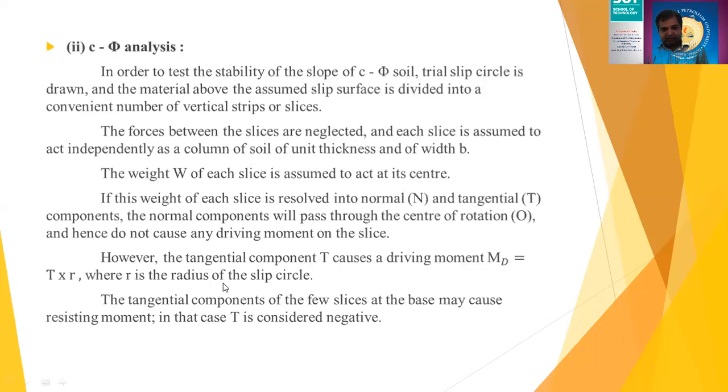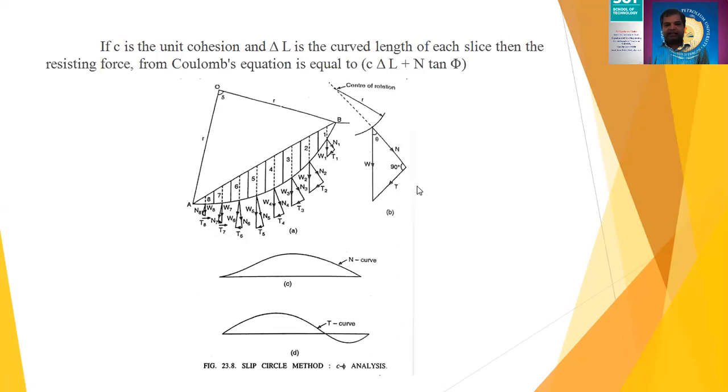Now let's go further. The weight W of each slice is assumed to act at the center. So for example, if I draw this dotted line, it will represent where the weight of this particular slice will be. Okay.